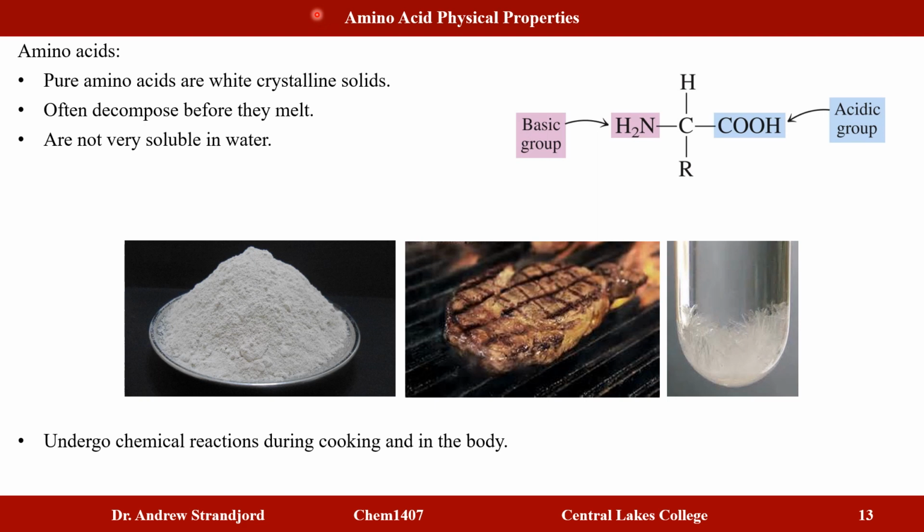Let's look at some of the physical properties of amino acids. Pure amino acids are white crystalline solids. In other words, if I have several different amino acids next to each other, I could not tell which one it is based on just looking at it. Amino acids often decompose before they melt. An example of decomposing is if I were to burn an amino acid, like in this steak here, it would start to burn rather than melt. And they are not very soluble in water. If I put an amino acid in water, it tends to just fall to the bottom, precipitating out as crystals.